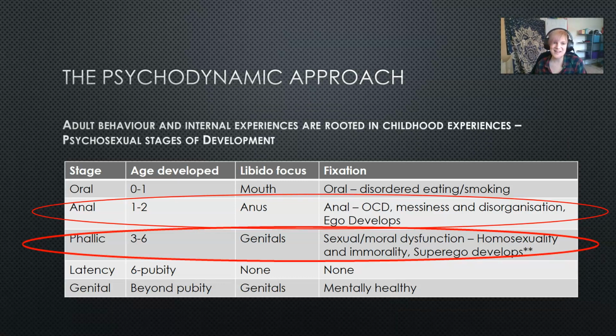So, as we can see in the psychosexual stages of development, the children go through these different stages. If they are fixated at any stage, then they may end up having these oral, anal, or phallic fixations, which have implications for adult behaviour and personality and psychopathology. But once they've developed their superego, they will be able to carry on and become mentally healthy.